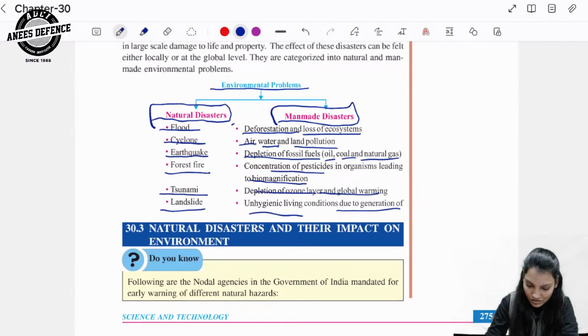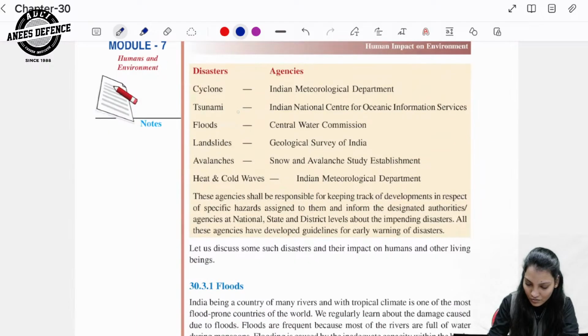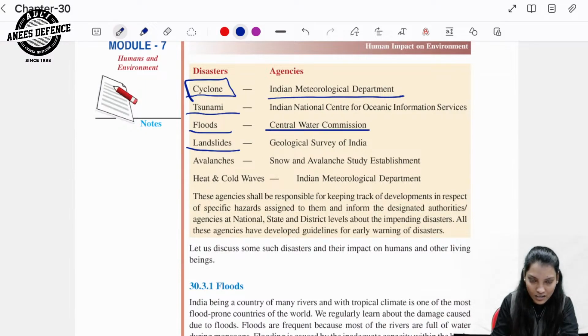First is natural disaster. There are some agencies which are working for these disasters, which give prior information about them. Like for cyclone, we have the Indian Meteorological Department, which gives prior information about the cyclone. Next is tsunami. If you want prior information about the tsunami, we have the agency called Indian National Center for Oceanic Information Services. Next is floods. We have Central Water Commission. For landslide, we have Geological Survey of India.